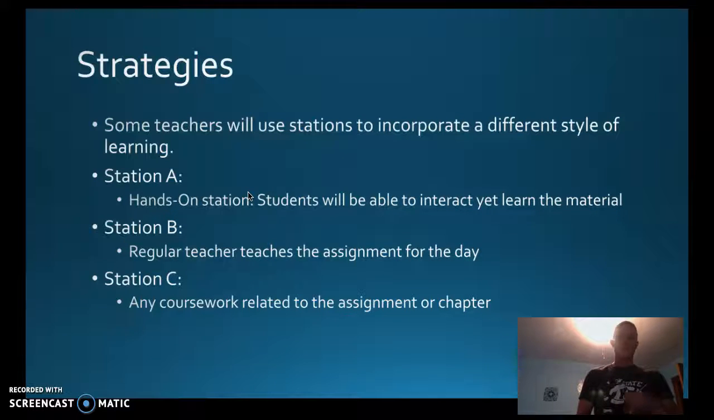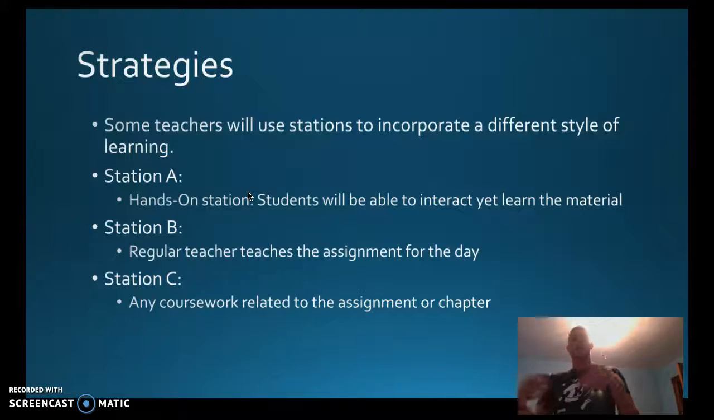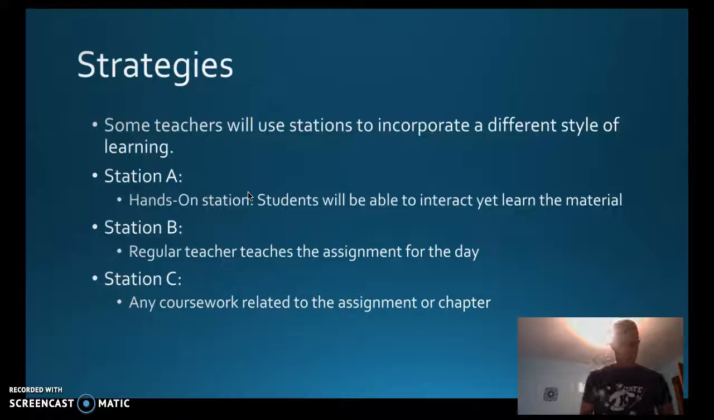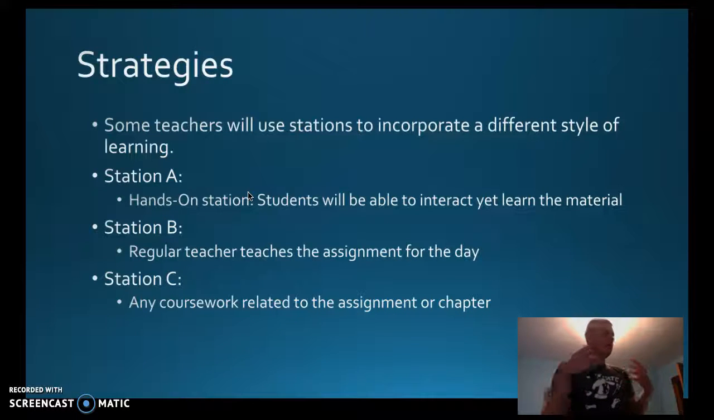Some strategies that teachers can use. Some teachers like to use stations to incorporate a different style of learning and inclusion as well. For instance, in my math room at the grade school where I work, the math teacher does stations. The first station, Station A, is hands-on. Students will learn to interact yet learn the material. There's some students that need the hands-on experience, that need to be able to put their hands on something and figure it out. Oh, hey, this is how this works. And if they do it repeatedly, then the student will be able to retain that information.